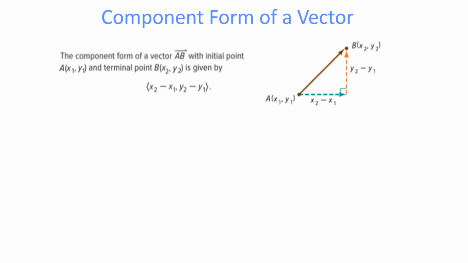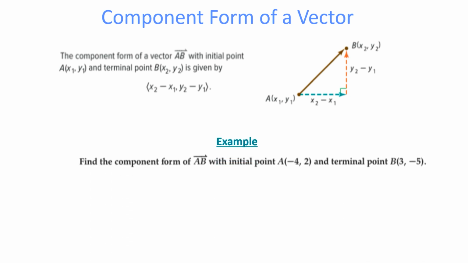The component form of a vector AB with initial point A and terminal point B is given by the following formula. As you can see from this diagram, we can calculate the red dotted line by subtracting the x values, and we can calculate the light blue line by subtracting the y values.